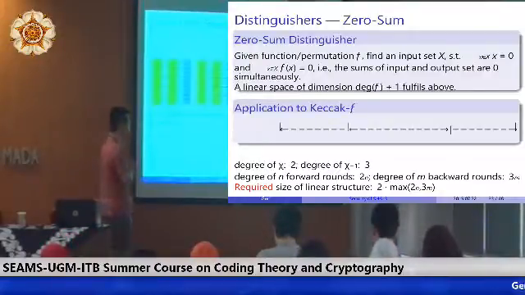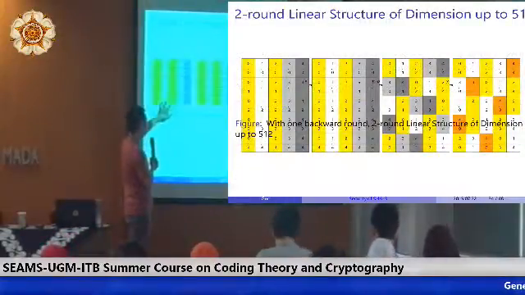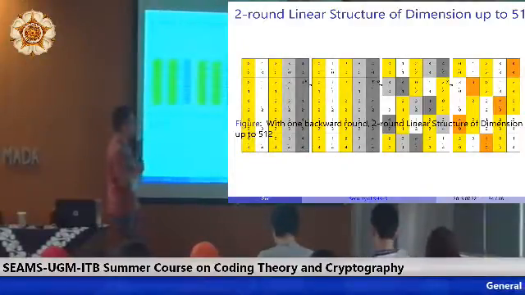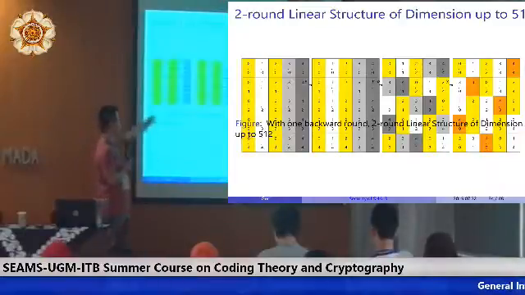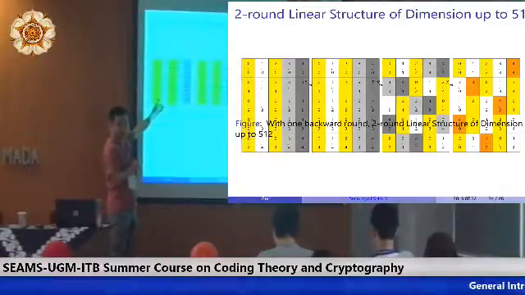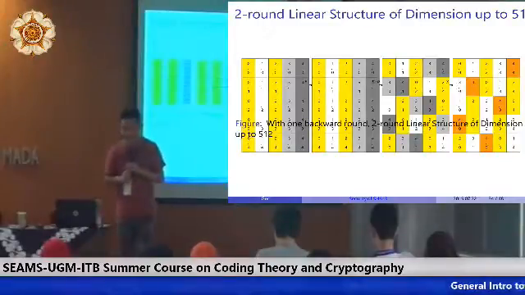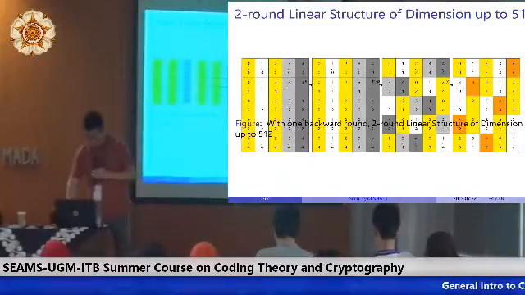So same as before, we limit the sum of these 2 columns to 0 and you can check the outputs is linear. If you invert this state by 1 round, it's also linear. So that's how we have 2 rounds.